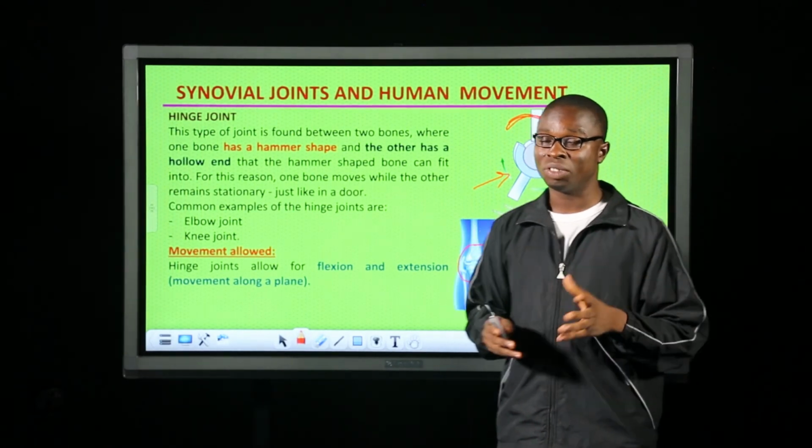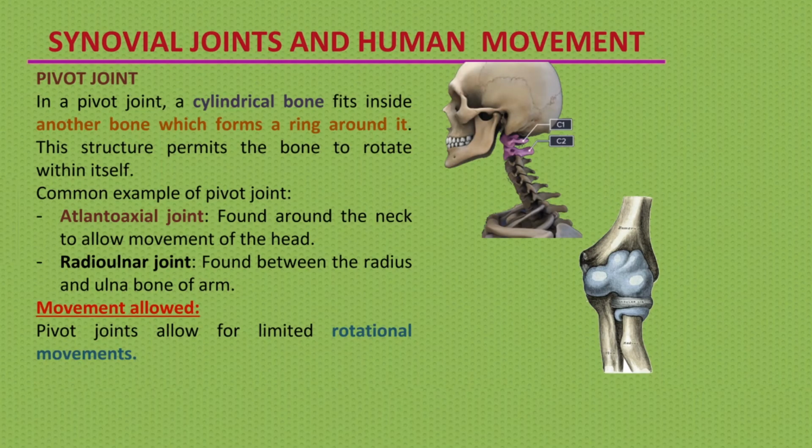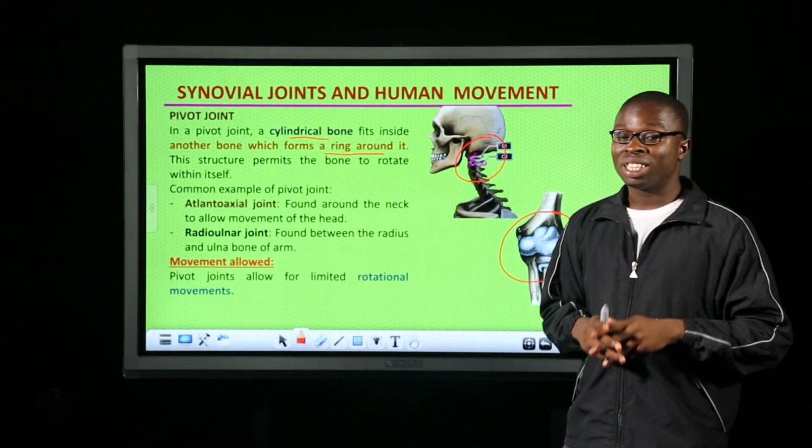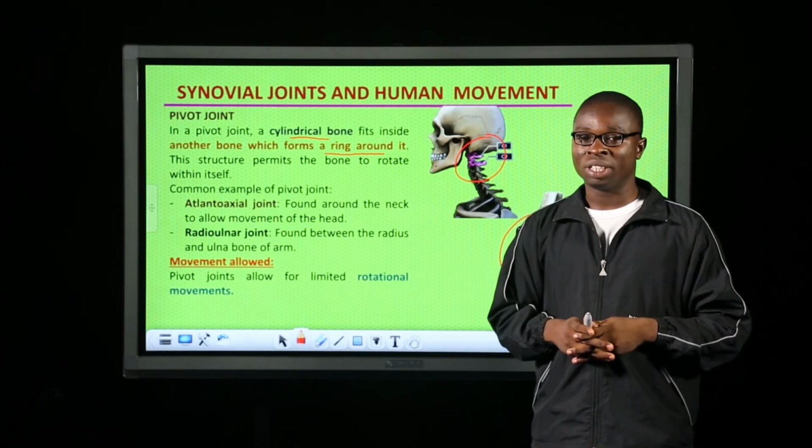Next, let's talk about pivot joints. In a pivot joint, a cylindrical bone fits inside another bone which forms a ring around it. This structure allows the bone to rotate within itself. A common example of a pivot joint is the atlantoaxial joint, which is found around the neck to allow for movement of the head. Another example is the radio-ulnar joint, found between the bones of the radius and ulna to allow for movement of the lower arm. The pivot joints allow for limited rotational movements.